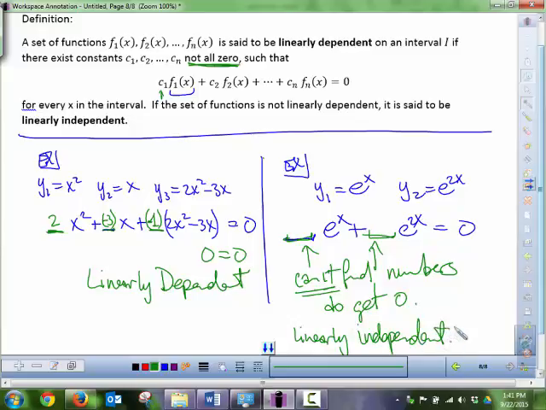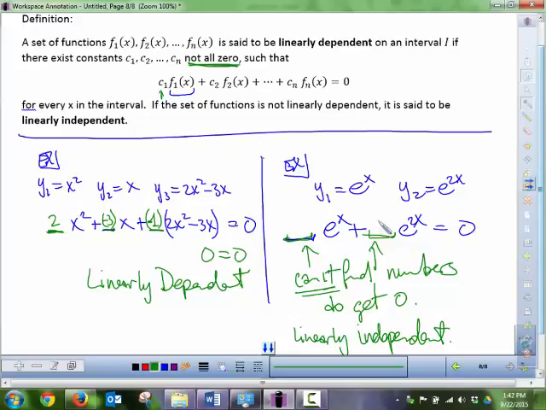Now, checking it this way is not the most efficient way, right? You kind of have to be guessing. You guess, what if I put 0 and 1? No, that's not going to work. What if I put 1 and -1? No, that's not going to work. What if I put 5 and 3? No, it's not going to work. So doing this is not the most efficient way of doing things. So we're going to see if we can find another way to find linear independence, because it is important to know when two things are linearly independent or not.